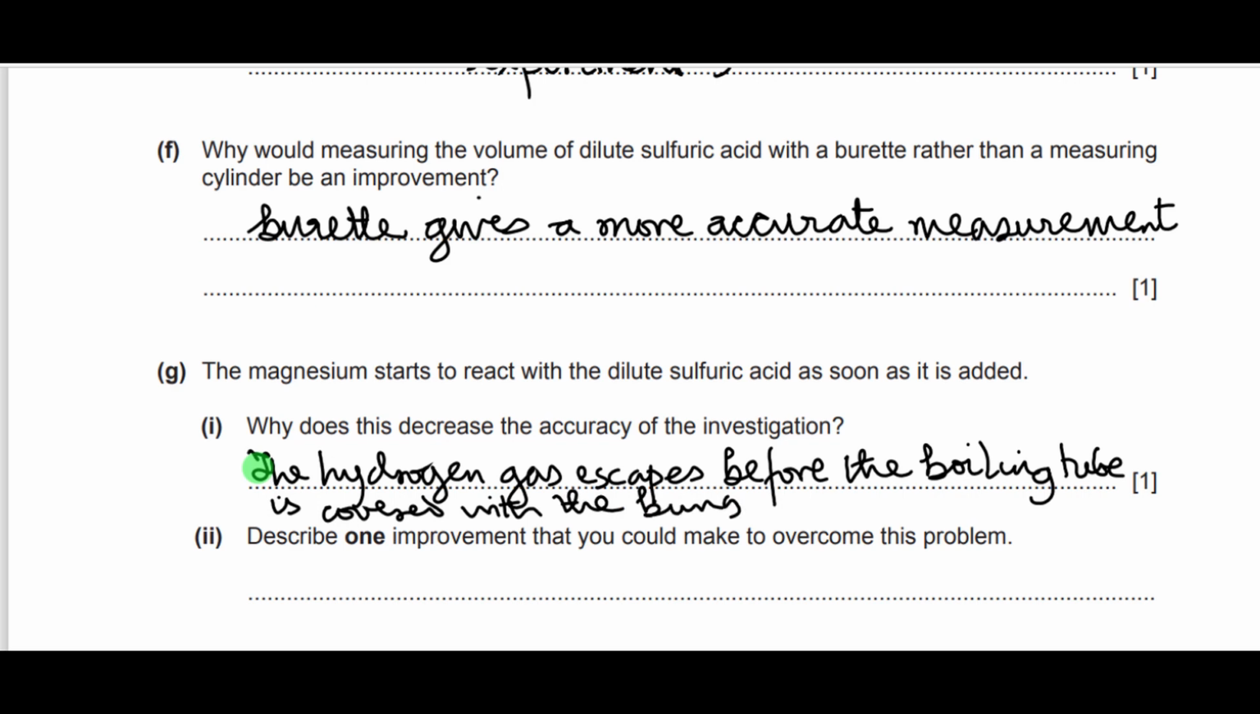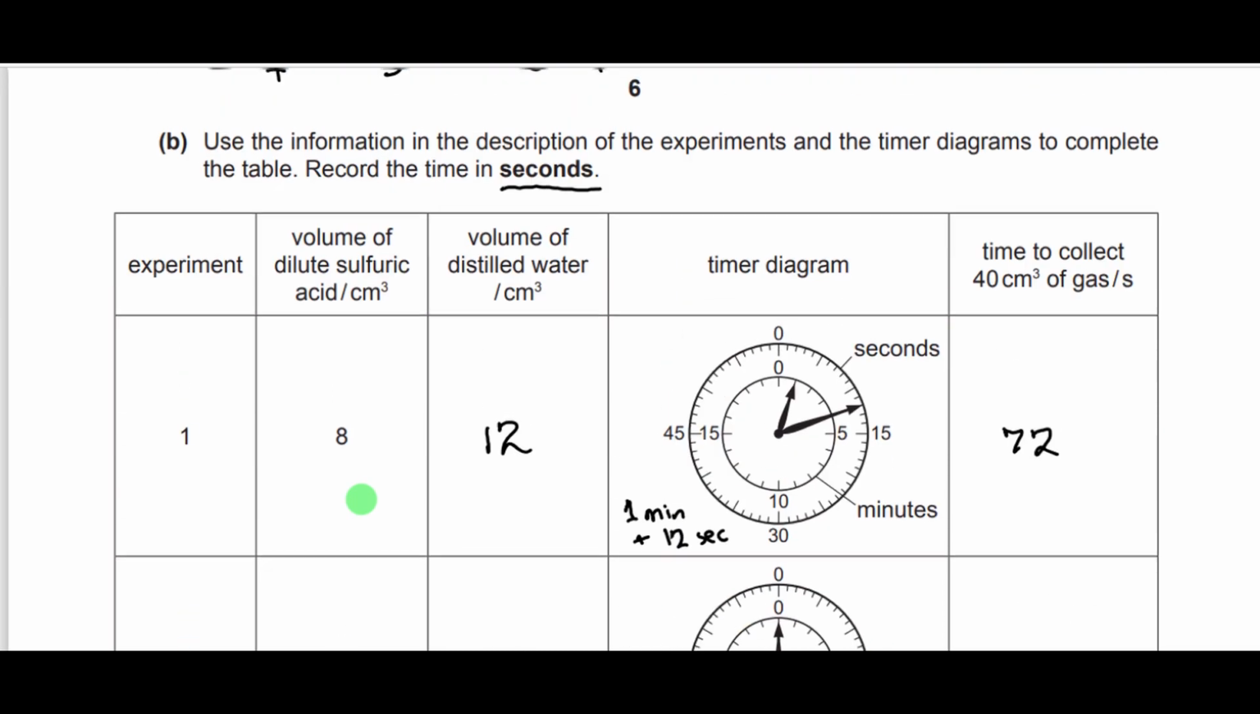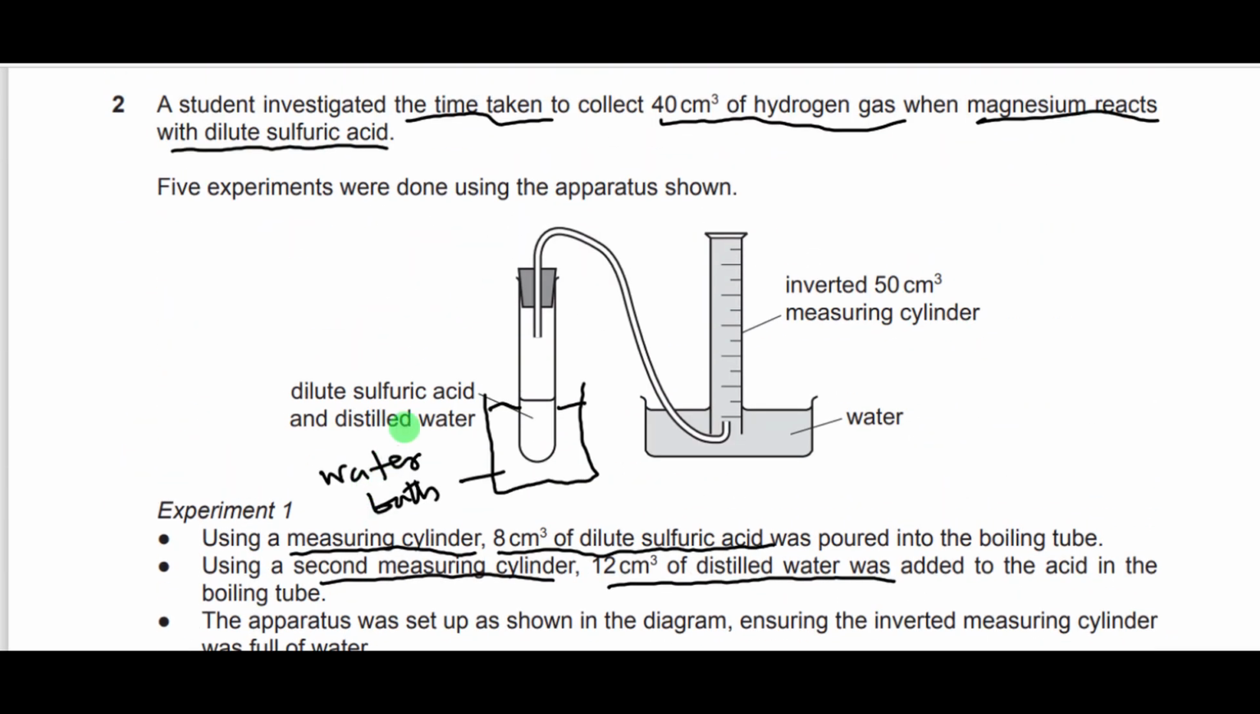So describe one improvement that you can make to overcome this problem. Now, one improvement that can be made to overcome this problem is an improvement that will eliminate the escape of the hydrogen gas before the bung is covered. So what can we do? Now look at this. If we tie the magnesium ribbon to this bung with a thread outside, right, and then drop it, as we are dropping it inside the boiling tube, as it's touching the acid, the bung is also covering or corking the boiling tube, so there will be no way for the gas to escape. By so doing, we will get a more reliable result.